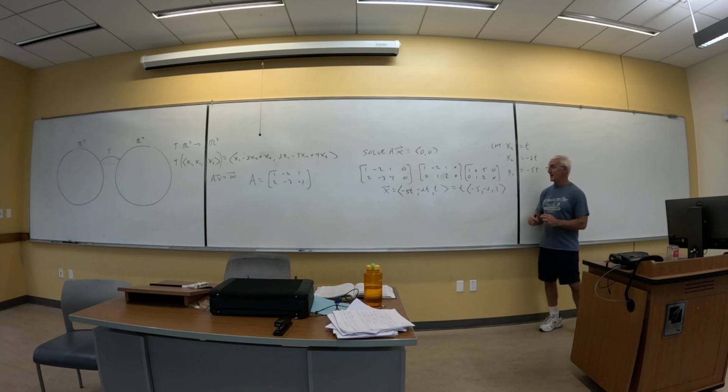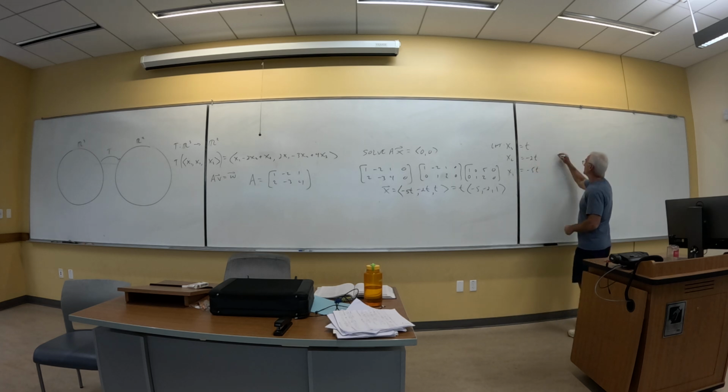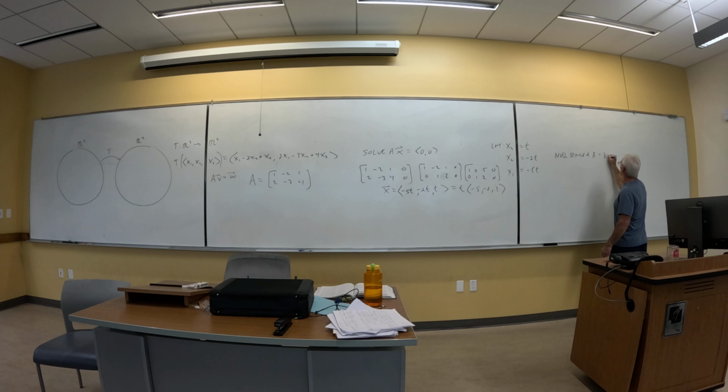So what I'm going to do is say the null space of A, which is equal to the kernel of T, the null space of the matrix of the transformation is the same as the kernel of the transformation that lives in the domain, is the span of negative 5, negative 2, 1. Okay?